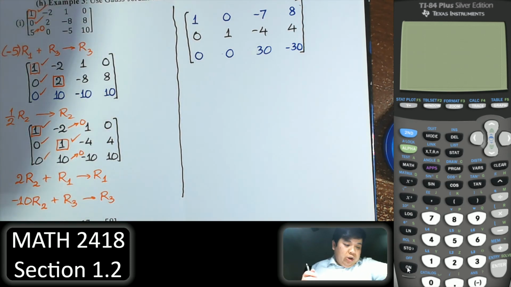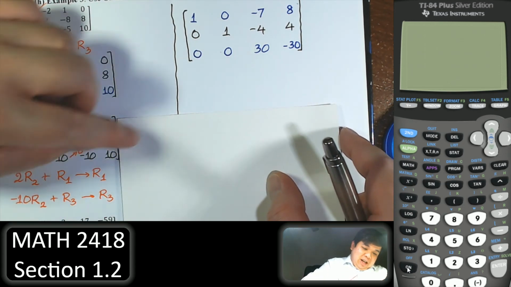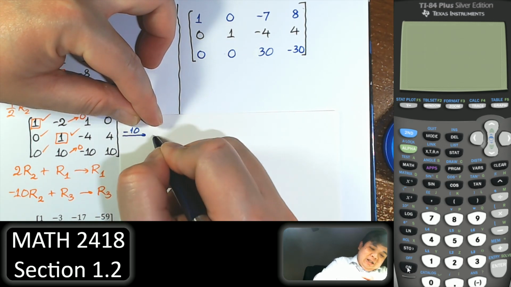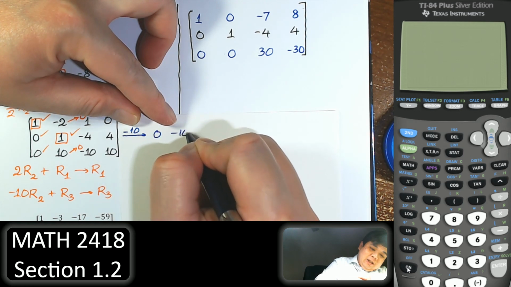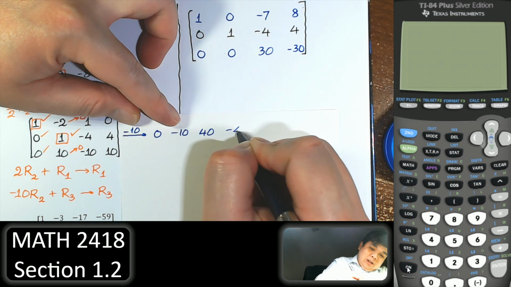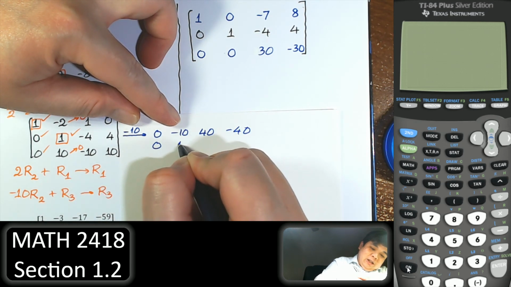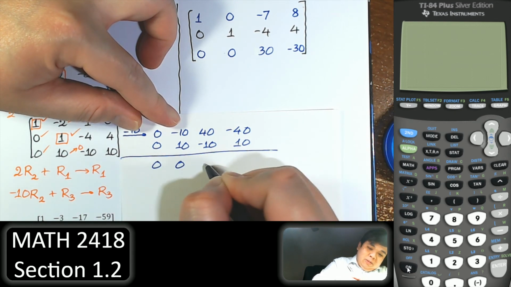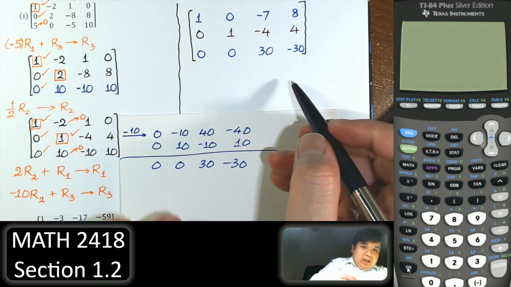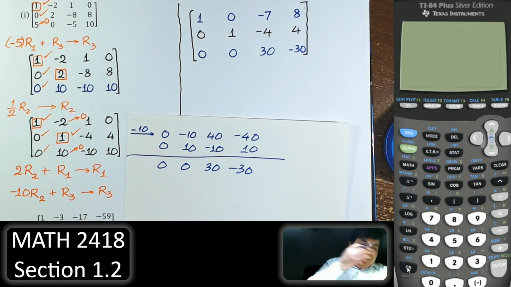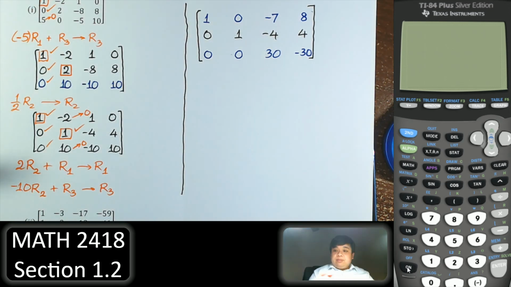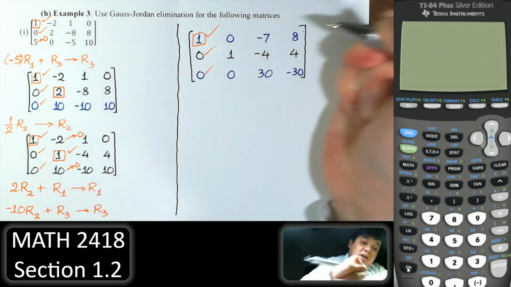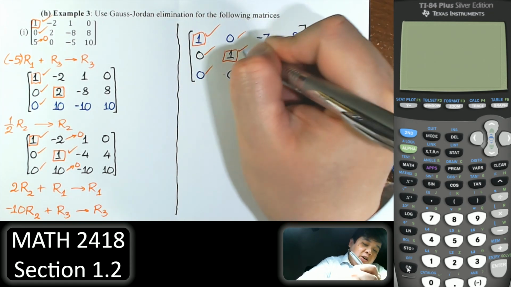In the previous section, what we did, like the last step here, is we multiply this by negative 10 and add to row 3. As you see, that's what we have. But in here, I just do everything mentally. Right, now let's check. Everything on that column is 0, good.